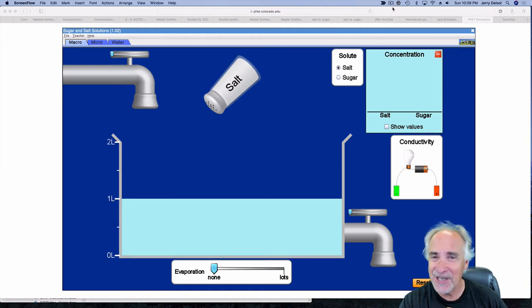Welcome. Today's lesson is on sugar and salt solutions. I have the good fortune of being able to get one of these PhET simulations and work with it. What we're going to do is take a look at the differences between salt and sugar solutions and what makes them tick. Kind of look under the hood, so to speak.